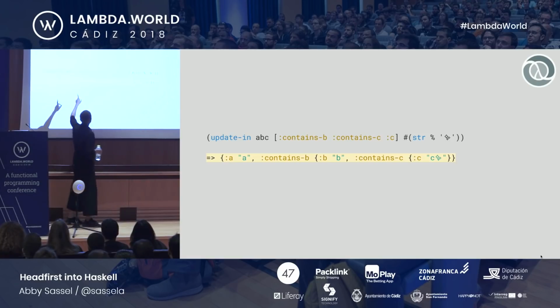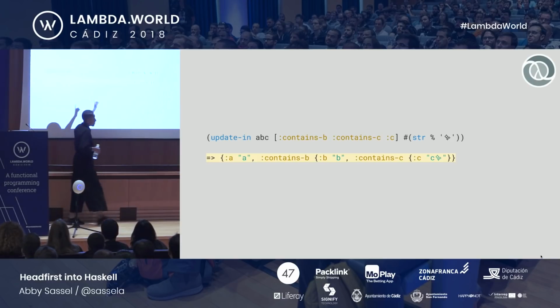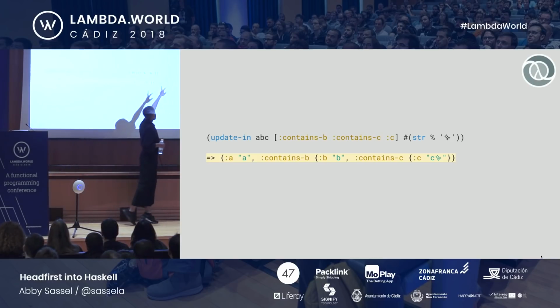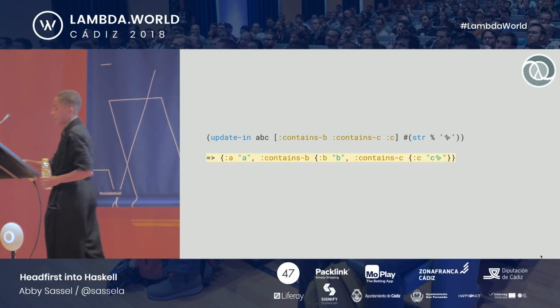In Clojure, we do that in a very similar way. We change our getIn function to updateIn, which is self-explanatory. We provide the same path, and then we provide a function that says, okay, given the string that I've just passed you, append my sparkles, right? And that gives me the thing that's highlighted at the bottom.